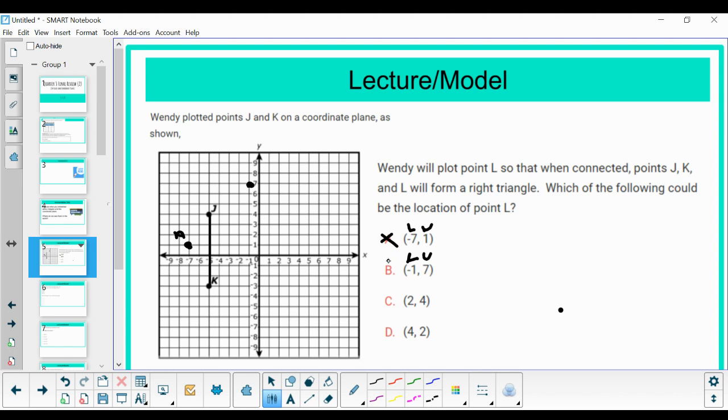All right. Now let's look at C, 2, 4. 2, 4 would be 2 to the right, because again, left or right is first, and positive is to the right. 4 would be up, because up and down is second, and positive is up. All right, 2 to the right and 4 up. That is looking like it would make a right triangle if I use my line tool here. So that would be option C, 2, 4.